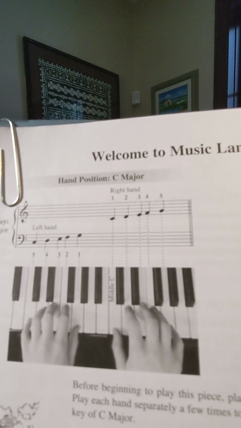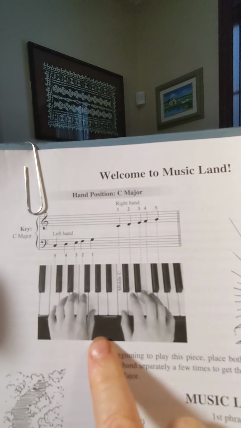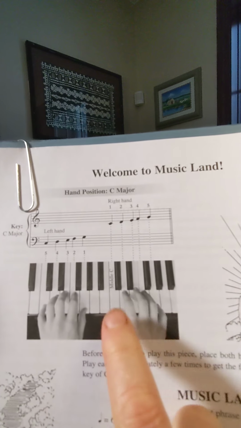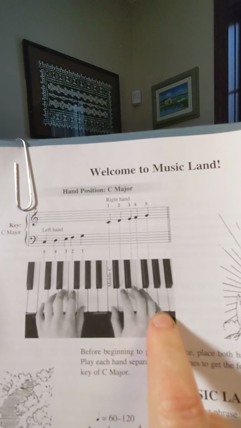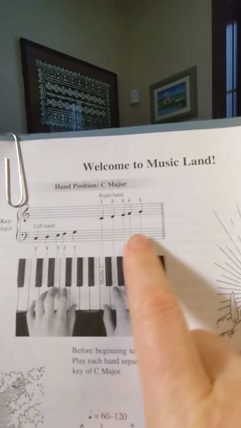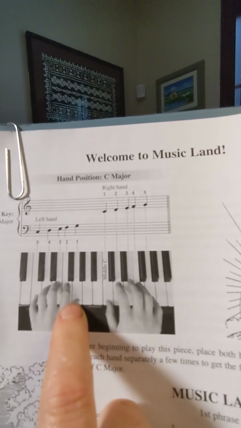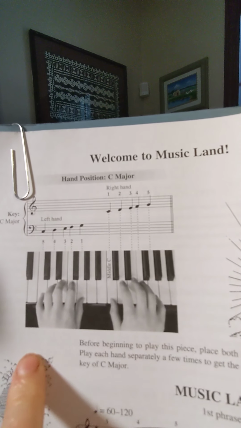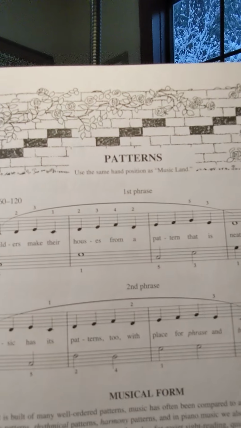Before we look at patterns, I just want to remind you, we're still working in this hand position of C major. So that right hand, the thumb is going to be on middle C, and the corresponding fingers are going to go up to G, 1, 2, 3, 4, 5. And the left hand, put that pinky on C and that thumb on G, and you will be ready to go. So let's go over to patterns here.